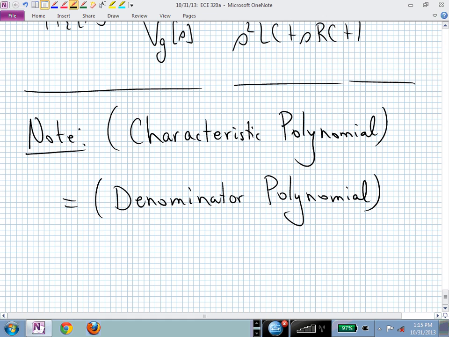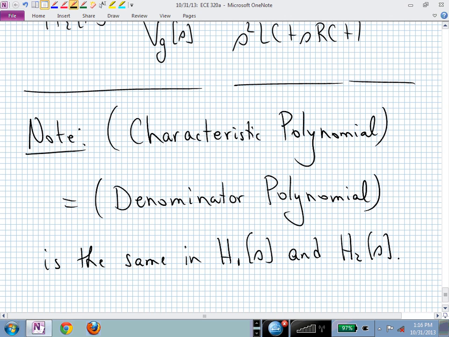Because it's coming from the same circuit, you better have exactly the same characteristic polynomial in all your transfer functions associated with that circuit. So the characteristic polynomial, which is equal to the denominator polynomial, is the same in h sub 1 of s and h sub 2 of s.